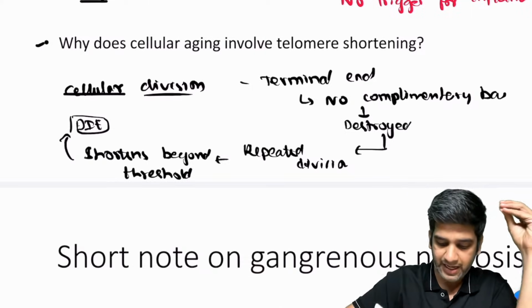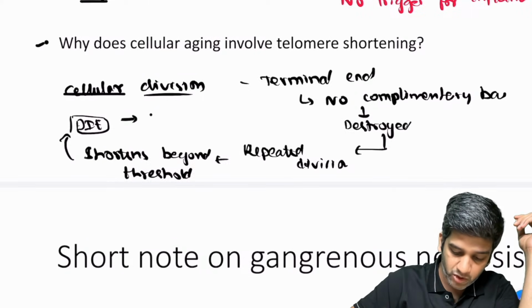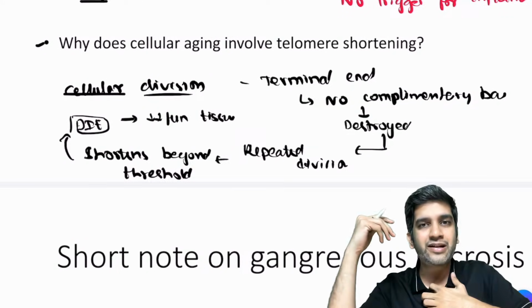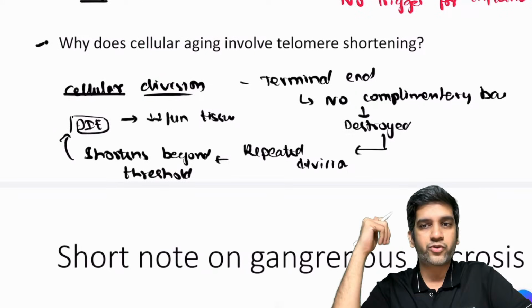That results in cell aging, right? Here the cell dies. Because of that, there's a reduction in function of the organ or tissue. That results in aging. Aging is a permanent reduction in the function and the structure of an organ or a tissue, right?